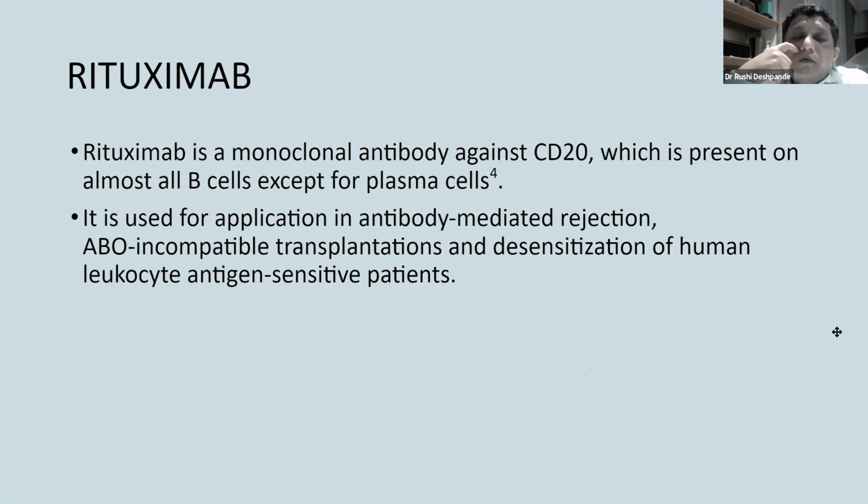So when we speak of HLA sensitized patients with high PRAs, how do you prepare or desensitize them? Rituximab is one of the drugs, along with IVIG and plasma exchange and sometimes even thymoglobulin, that have been used in different protocols to achieve desensitization, meaning removal of the anti-HLA antibodies from the patient's sera so that they become a good recipient prospectively.